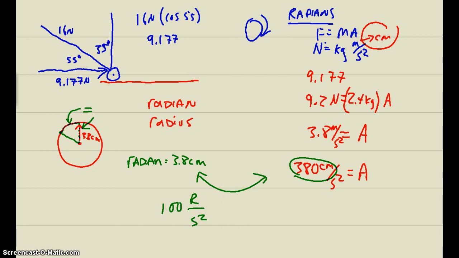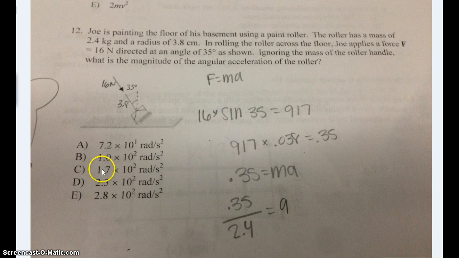And if I'm not mistaken, that would look like this problem right here: 1 times 10 to the second radians per second squared. All right? Now, I don't know if that's how you guys solved it, but that's kind of how I went through it.